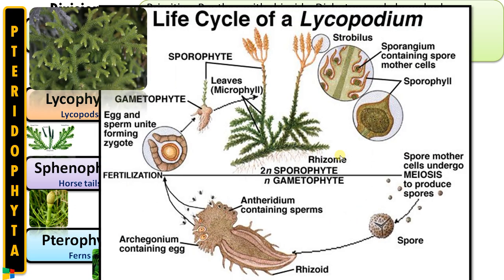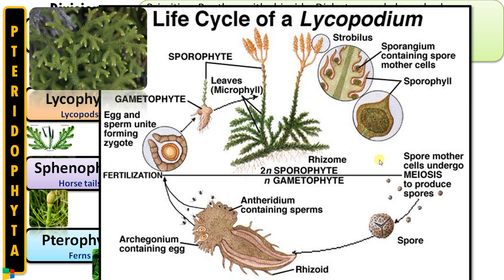Moving into the second division, that is Lycophyta, also called lycopods. This is Lycopodium serratum. Now let us explain the characteristics using this life cycle. As you can see, the plant body is well differentiated. It has a rhizomatous stem with roots. Leaves are microphyllous. Spores are arranged into strobilus or cones.